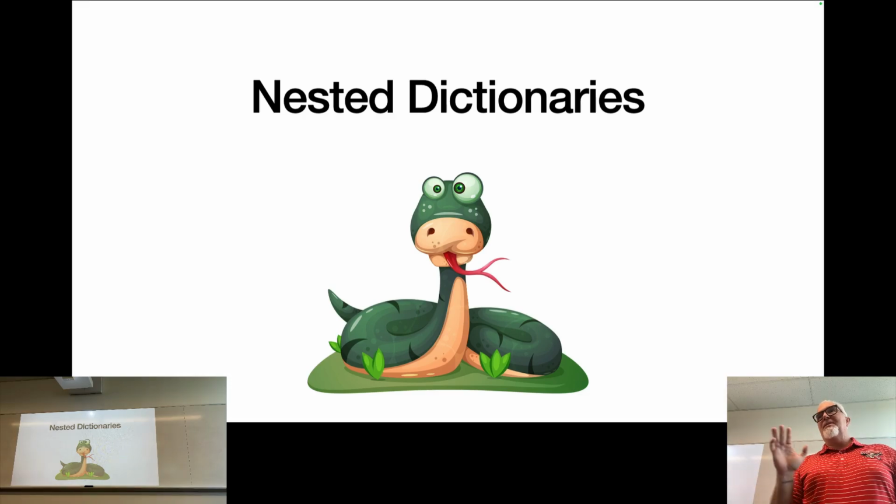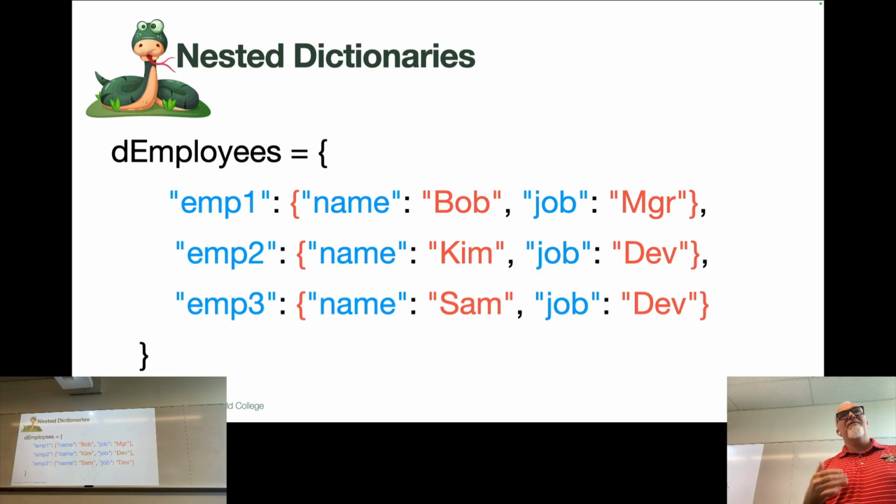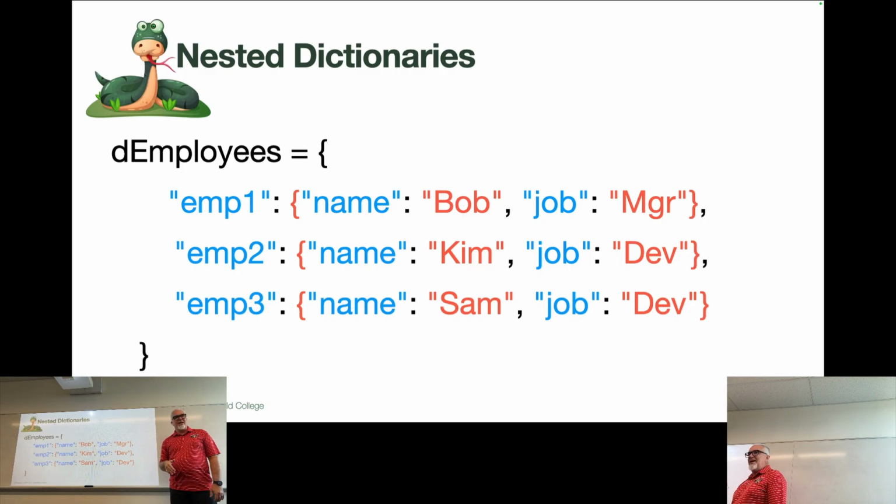We can also nest dictionaries. Nested dictionaries, in my opinion, are even more useful than lists because it allows us to label our data. So now, instead of just having a dictionary that represents one employee record, what if I had a dictionary that represented all of the employees at my whole company?